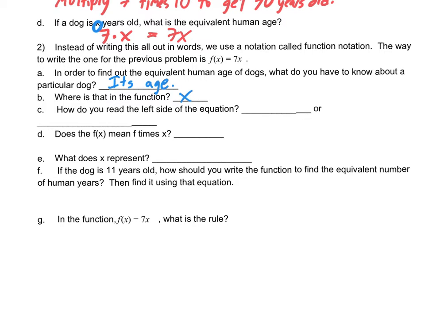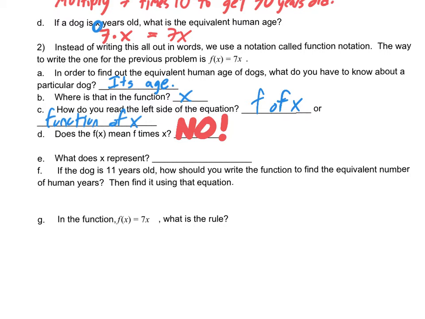How do you read the left side of the equation? So this part of here, how do you say that? We say f of x. Or we could say function of x. All right. Does the f of x mean f times x? No. F of x does not mean f times x.